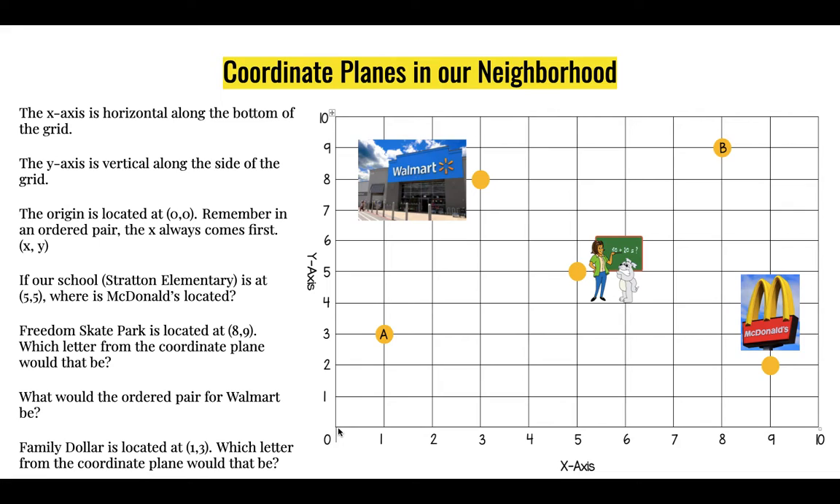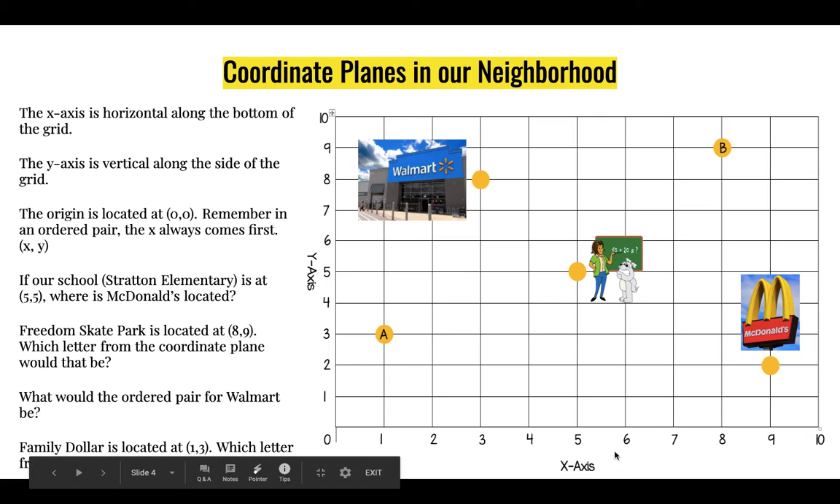Remember, in an ordered pair, the X always comes first. Remember, we talked about the alphabet. When you sing your ABCs, X comes before Y. So you always want to start with the X-axis and then go into the Y-axis.